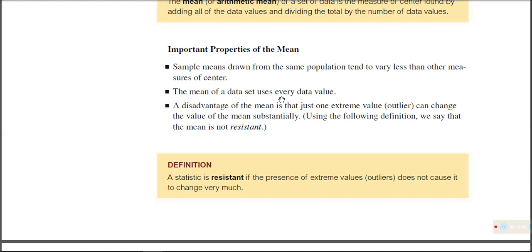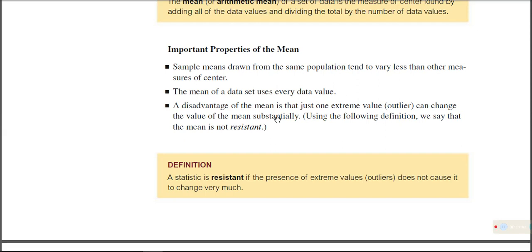Next, the mean of a dataset uses every data value. So, kapag kumukuha ka ng mean, gagamitin mo lahat ng value present on your set or set of sample o kaya lahat ng data value present on your population. Kasi may dalawang klase tayo ng mean. Sample mean at saka population mean. Pag sample mean, this is taken from a sample, and siyempre kapag population mean, taken from a population. So you have to remember that. Pag kumukuha ka ng mean, wala kang iniiwan na value sa sample, o kaya wala kang iniiwan na value sa population.